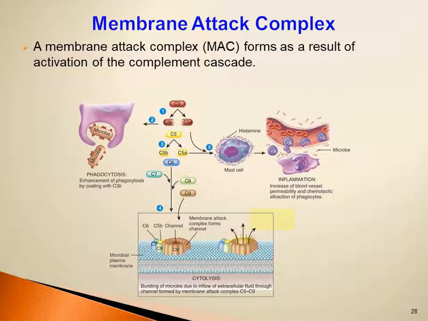These holes that are inserted with the help of the complement system are called membrane attack complexes. They form as a result of activation of the complement cascade, and these membrane attack complexes are then inserted in the wall of the microbe, causing cytolysis or lysis of the microbe. As I said, the membrane attack complex results in lysis of the cell.